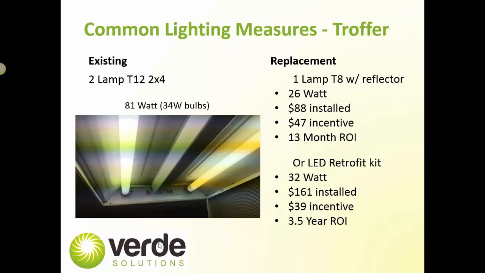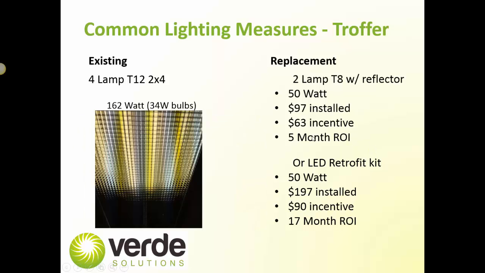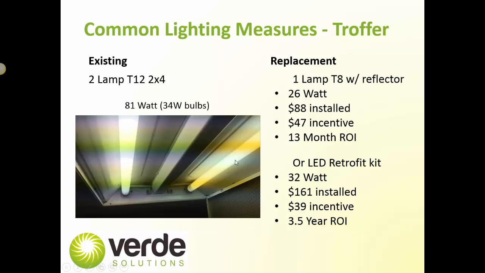Here's a 2 lamp T12 2 by 4, and so it's using 81 watts as opposed to 162 watts, and it has a similar retrofit, a 1 lamp T8 with a reflector, which would be 26 watts, $88 installed, 13-month ROI, or we would do a 32 watt LED retrofit kit and have a 3.5-year ROI. And so you can see the dramatic difference in payback between a 4 lamp, where it's a 5-month ROI for a T8 replacement and a 17-month ROI for an LED replacement, and a 2 lamp, which would have 13 months and 3.5 years. So it's pretty much double or more than double the payback.